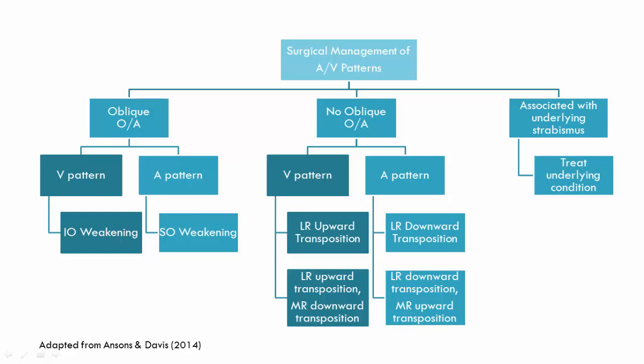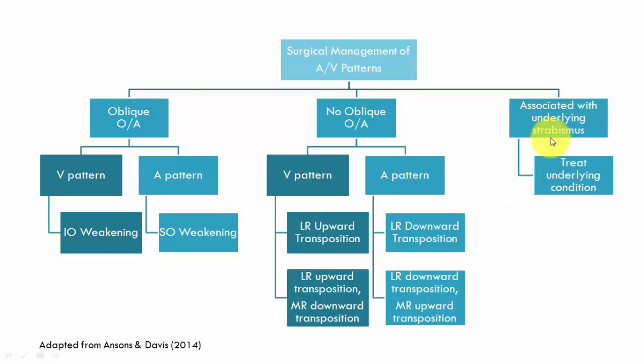Now here we have a flow chart of some of the most common procedures performed for the correction of AV patterns. Again, what we see here is that the first consideration is: is there an oblique overaction or is there no oblique overaction? Where there is an oblique overaction, then for a V pattern we're weakening the inferior oblique, and for the A pattern we're weakening the superior oblique. Where there is no oblique overaction, then for both the V pattern and the A pattern, the first consideration is to look at the displacement or the transposition of the horizontal muscles either upwards or downwards, depending on whether it's a V or an A pattern.